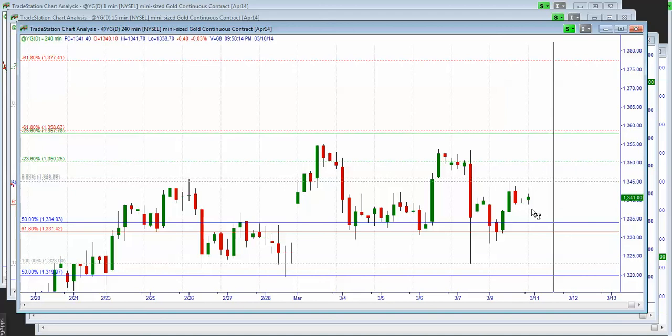So if this trade materializes, we have 3 points of risk here, with the potential to move from 1334 to 1357, so 23, and this will be a more than 7 reward to risk trade here. So this is the trade for gold.